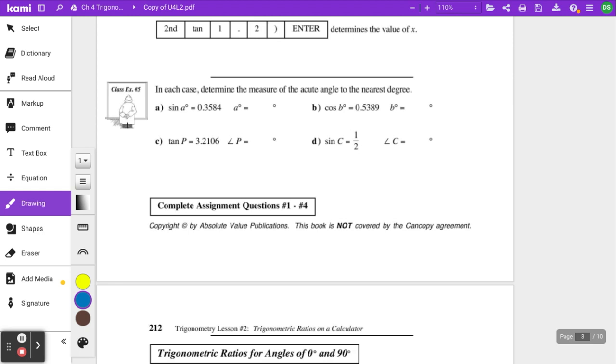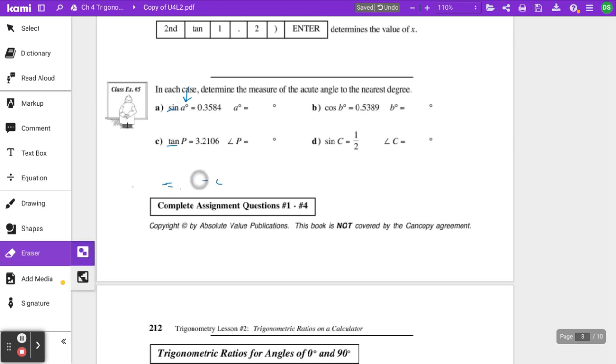Same thing. So every time we write down sine or tangent or cosine, we always follow it by an angle. You must put down the angle. I will never allow you to write this: sine equals 0.3584. I will mark it wrong every single time. That is bogus. There must be the sine of something here. You have to have an angle following.